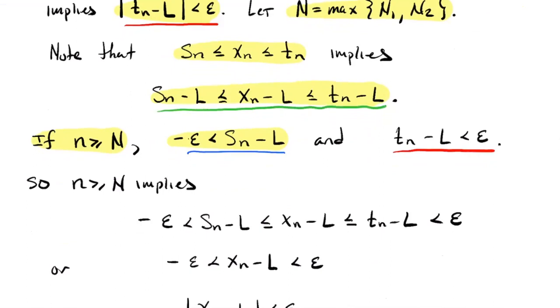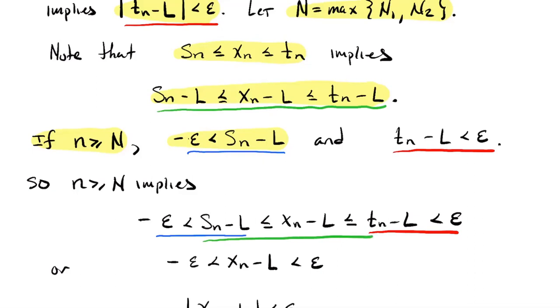All right, so if you want to watch the laser pointer, I'm going to take this Sn minus L, the smallest quantity in this compound inequality. Here it is again. And I'm just going to combine that with the fact that Sn minus L is bigger than negative epsilon. So I'm trying to underline and color the way I'm thinking about this. Likewise, I'm going to tack that Tn minus L is less than epsilon onto the right-hand side. Xn minus L was between them. Well, that's what the green thing above said.